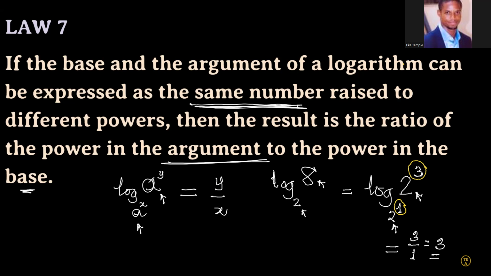The problem doesn't come in that package. We'll reset by solving until we are able to see the same number in the base and the same number in the argument. Of course, the power in the argument divided by the power in the base. Simply power up over power down. That's right. Would you like another example to buttress this? Okay, let us take on another one.